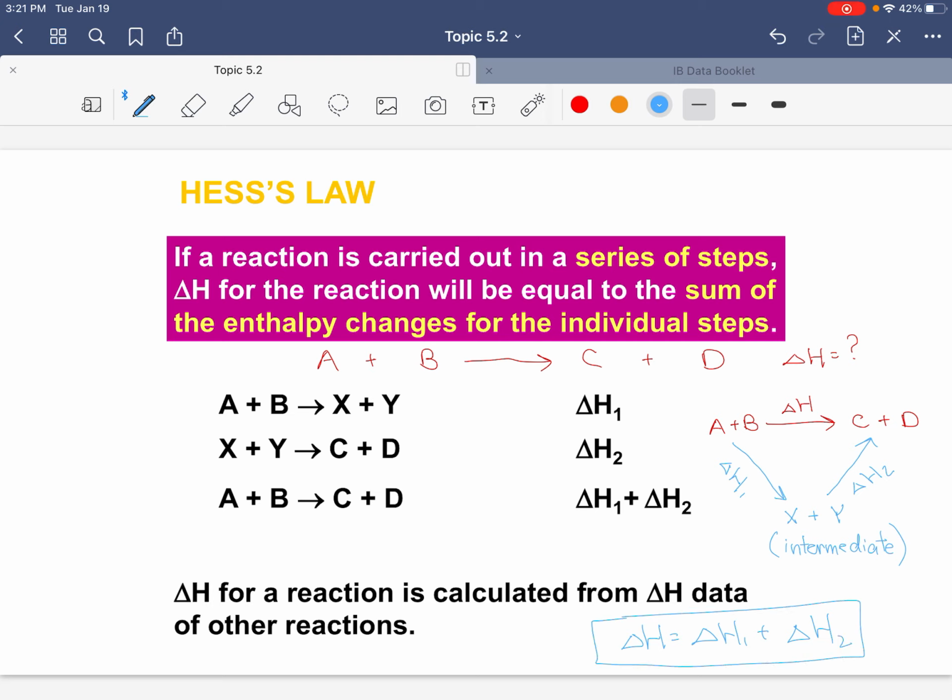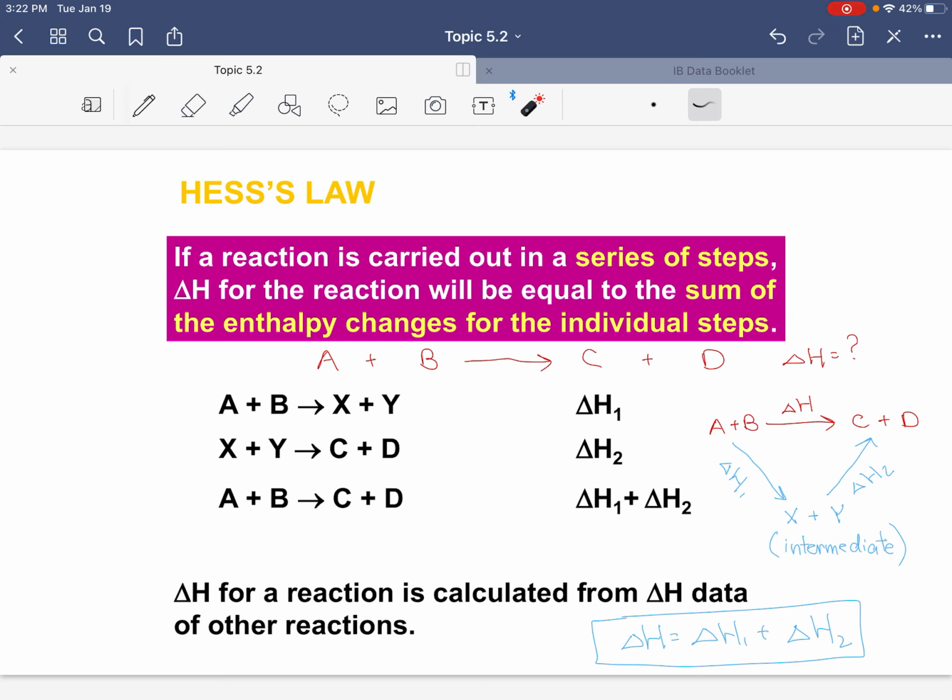All right. And of course, this is a mathematical equation. If you're asked to find what delta H1 is, obviously you can do delta H minus delta H2. That can be rearranged. But this is exactly what Hess's work was all about. Okay? He wasn't able to go directly from A plus B to C plus D. He wasn't able to use a calorimeter to find out what this is.